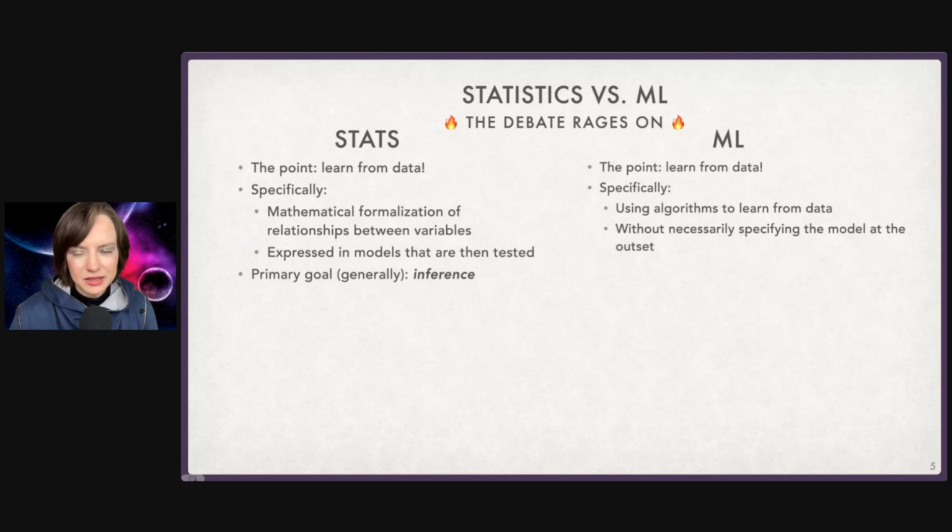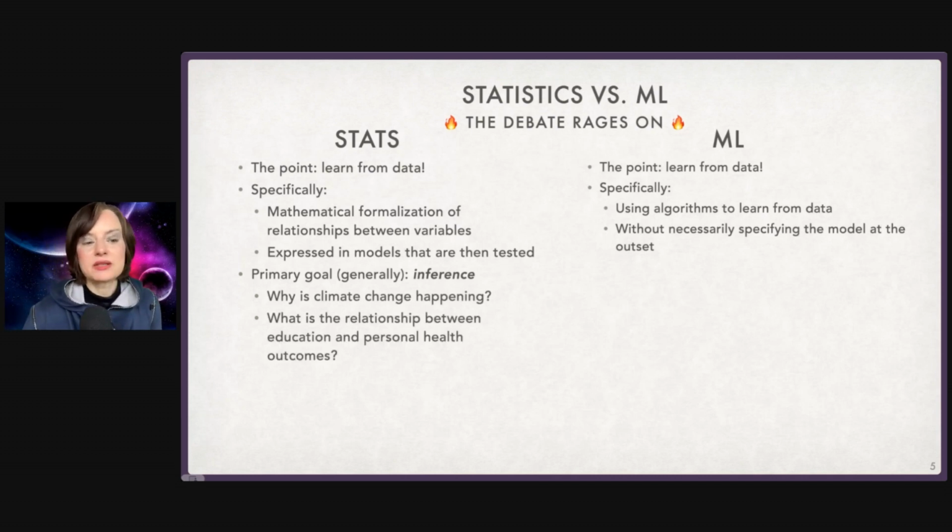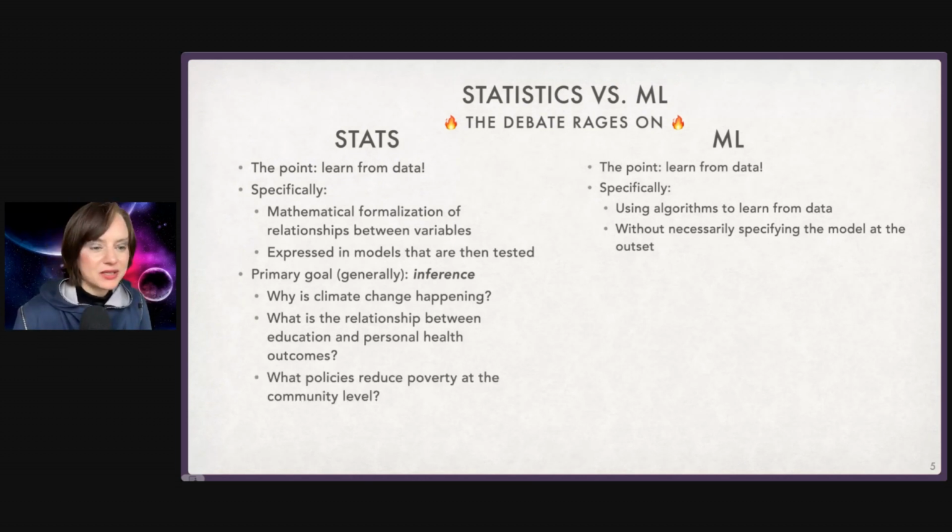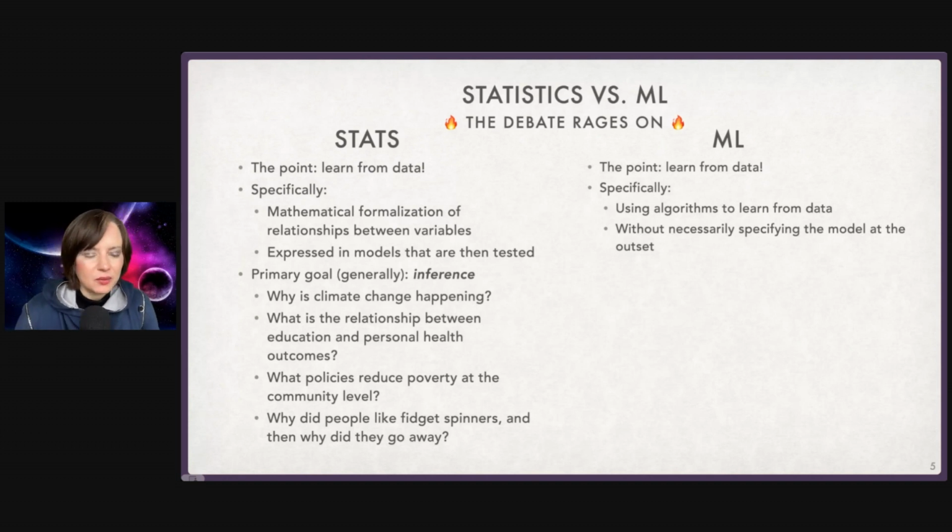The primary goal, this is where I'm going to start to get in trouble. In my view, or at least in my own work, I'll use a statistical approach if I want to make an inference. I'm going to say, why is climate change happening? What is the relationship between, say, education and health outcomes? What policies reduce poverty at the community level? Why did people like fidget spinners? And why did they go away? Do you remember this? This was like a whole thing for some time.